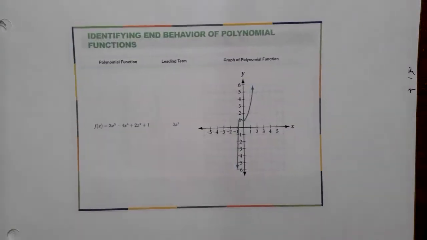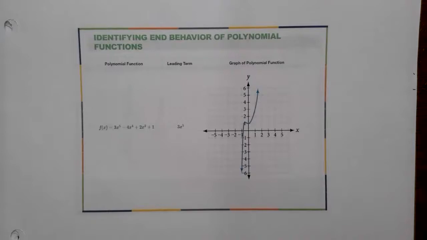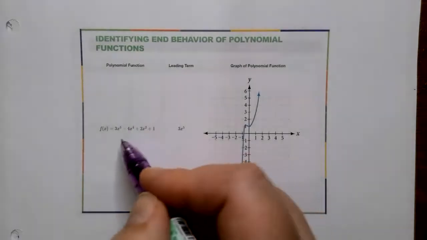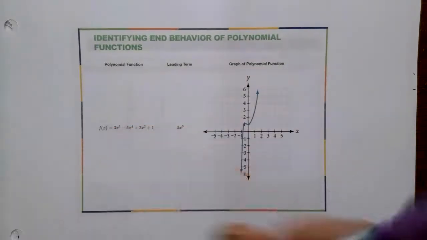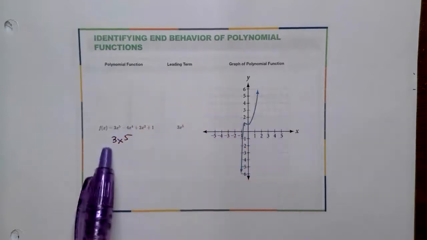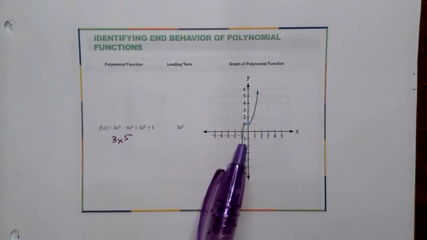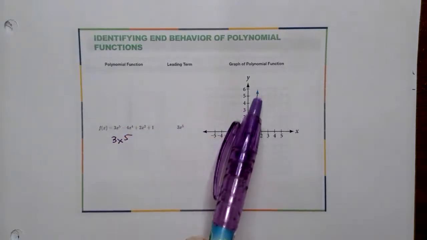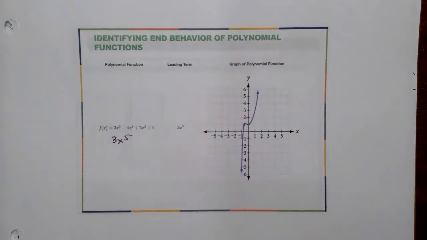So here's an example of an odd power function. The leading term is 3x to the 5th. So again, we see that general pattern.